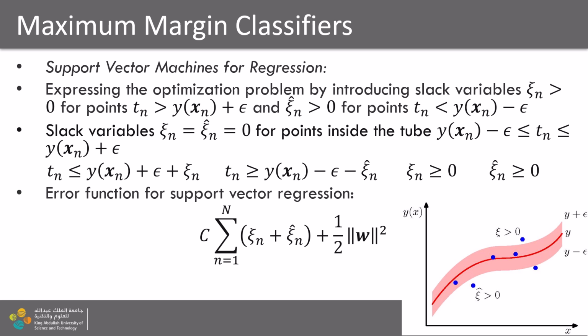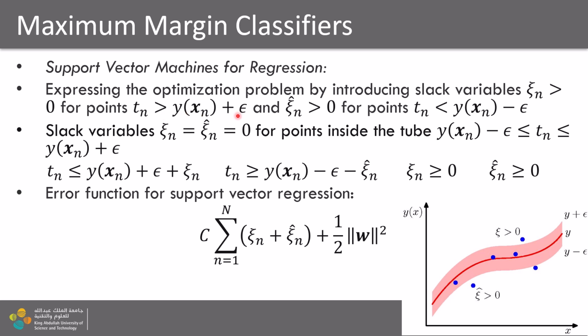So therefore, we can express this again as an optimization problem with quadratic programming, and we introduce two slack variables. We had before already the slack variable Cn associated with the soft margin case. Now we have Cn bigger than 0 if the target is bigger than y(xn) plus epsilon. So it's outside the tube.